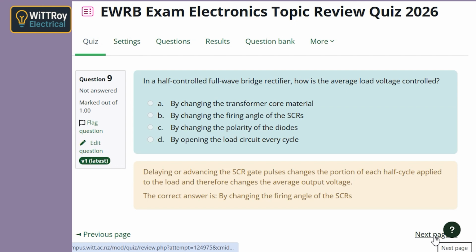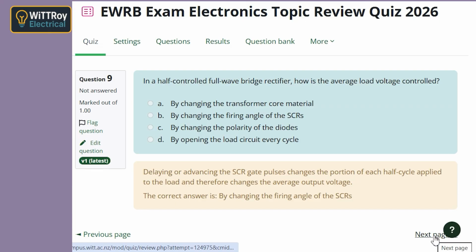Follow the current or voltage first. The ordinary diodes are uncontrolled. Their polarity is fixed. Then the part I can adjust must be the SCRs? Yes, the SCRs are the controllable devices. A gate pulse is delayed by a chosen firing angle in each half cycle. Earlier firing gives a longer conduction period and a higher average load voltage. Later firing gives a shorter period and a lower average voltage.